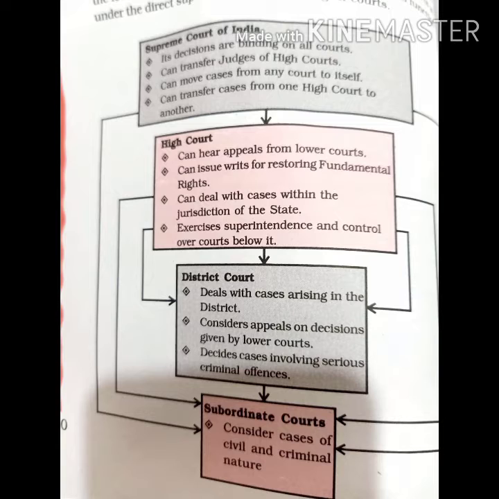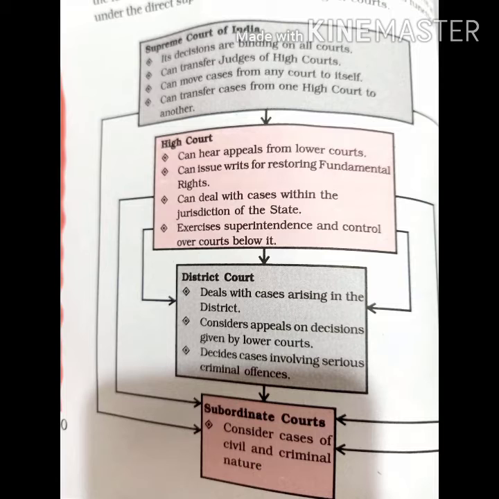After that we have the High Court, and after that the District Court, and after the District Court we have subordinate courts. Firstly, we will discuss the Supreme Court of India. Its decisions are binding on all courts. Clear? If any decision is taken by the Supreme Court, it has to be binding on all courts. It can also transfer judges of High Courts. This is also a feature of our Supreme Court. It can transfer the judges of High Courts.